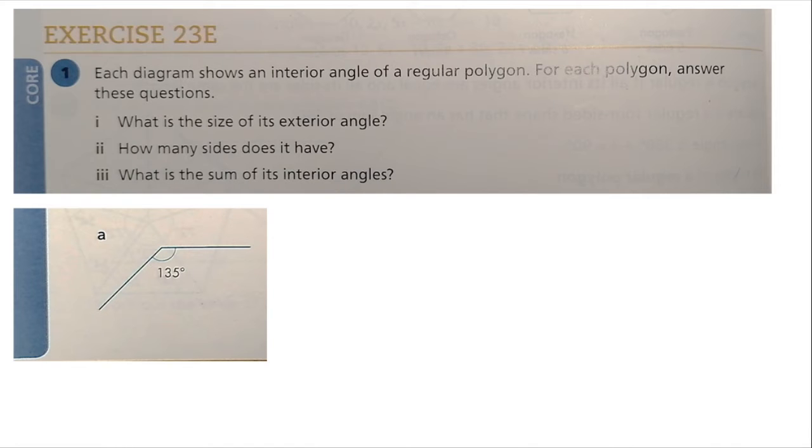Okay? So, each diagram shows an interior angle of a regular polygon. Okay, so take note, regular siya. For each polygon, answer these questions. What is the size of each exterior angle? How many sides does it have? What is the sum of each interior angle?